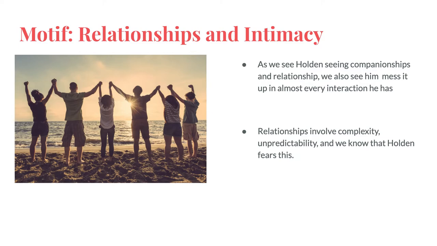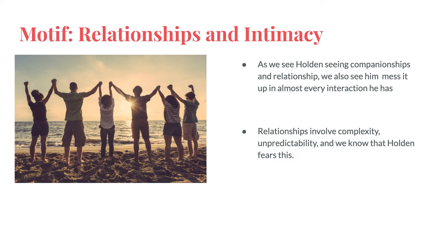The next motif is relationships and intimacy. It's closely related with loneliness. It's almost like its opposite. So, while Holden is experiencing all this loneliness, he's also trying to seek out relationships and intimacy and being close with other people. So these relationships offer Holden the chance to break out of his isolated self, but they also represent all of the things that he's very scared of.